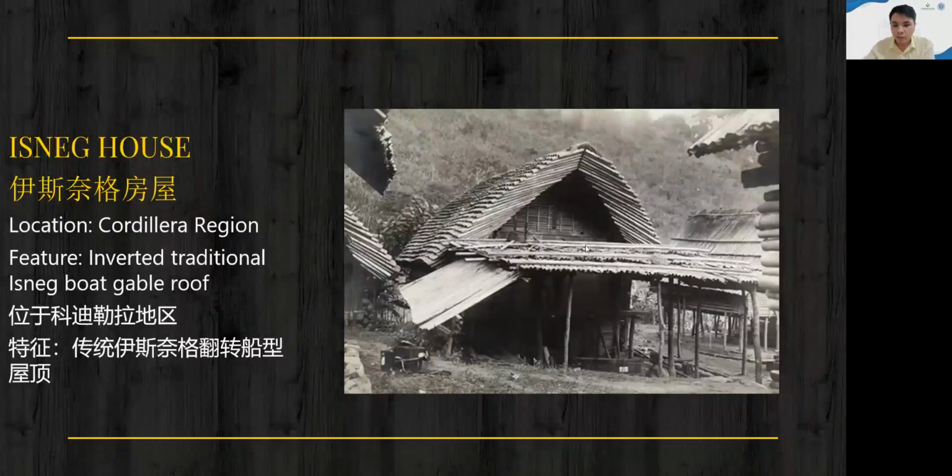So the next variation would be the Isling house. The distinct feature of this house is the inverted traditional Isling boat gable roof. The adoption of the boat-like appearance for the roof is attributed to its tradition of boat building. Among all the variations of the Bahay Kubo in the Cordillera region, it is regarded as the largest type of dwelling.